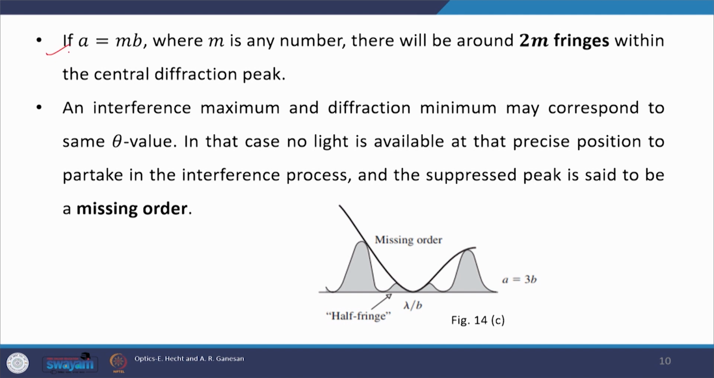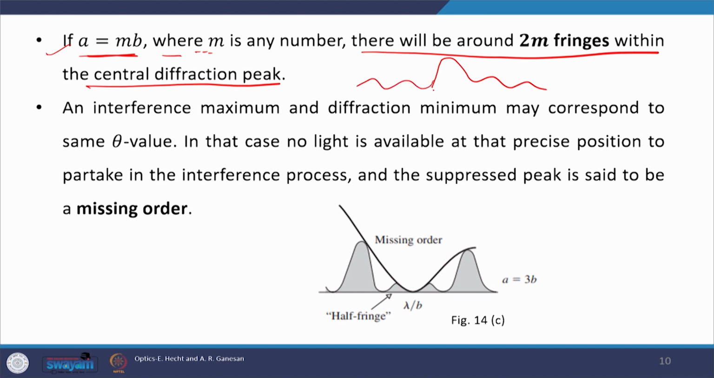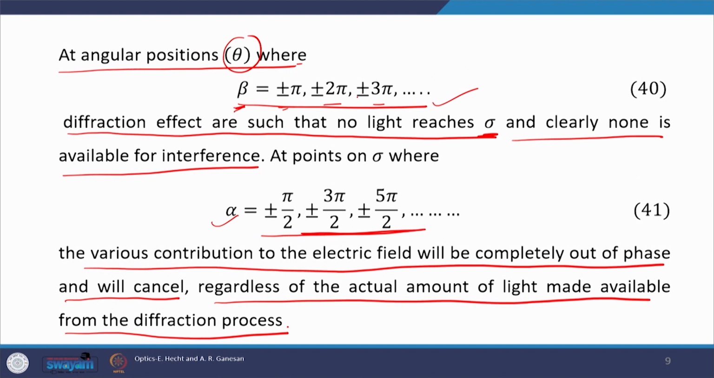Now, if a is equal to m b, where m is an integer, then there will be around 2m fringes within the central diffraction peak. Suppose this is our diffraction peak, then in this diffraction peak we have multiple interference peaks, as shown here in the first slide.